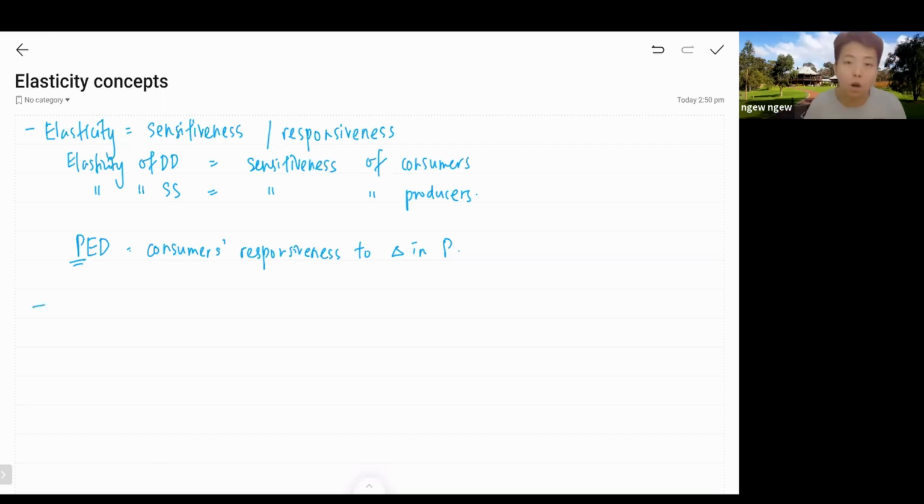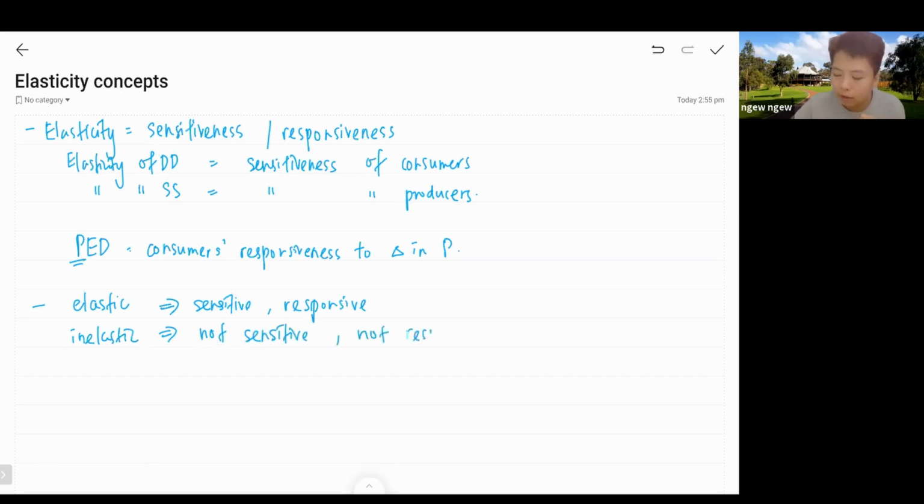And after that, what we need to know is, if I say elasticity refers to sensitiveness or responsiveness, then if consumers are elastic, meaning that consumers are sensitive, or consumers are responsive to the changes in that particular variable. Likewise, if I say inelastic, meaning that consumers are not sensitive, or consumers are not responsive to the particular variable. So you can see that "not responsive SS", I don't know where the SS is coming from, so it is a spelling error.